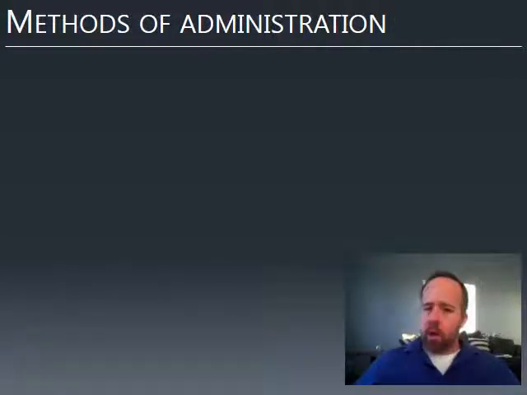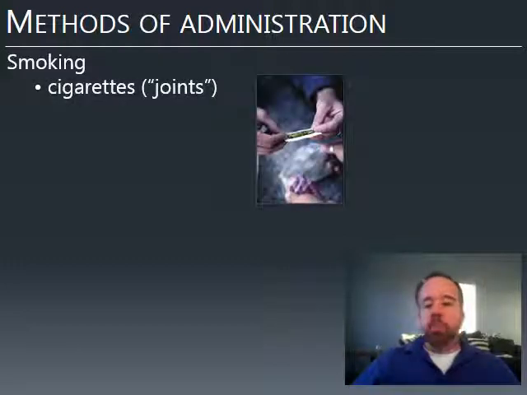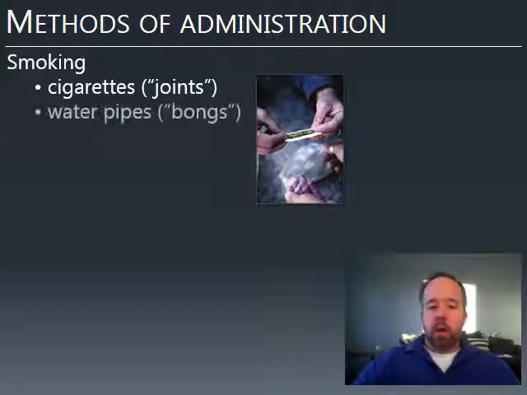So how is marijuana used? The most common form is smoking. So inhalation, we've already seen, is a very quick, a very potent way of getting psychoactive substances into the bloodstream, into the brain. One of the most common ways is through cigarette form, otherwise known as a joint. There are also water pipes, which are commonly called bongs. And these are, again, different ways of delivering smoke to the lungs.